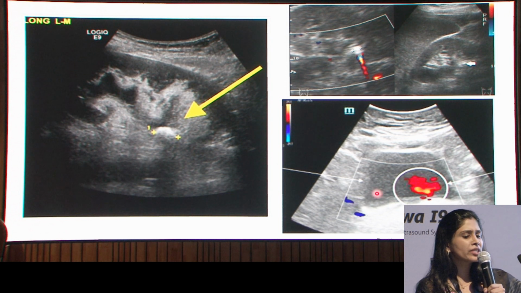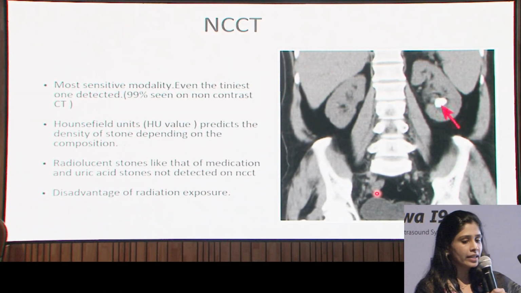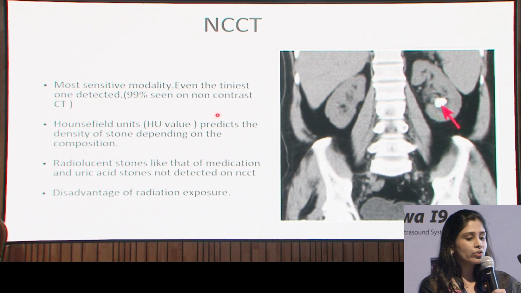NCCT is the most sensitive modality. It can detect even the tiniest calculus. However, radiolucent stones cannot be detected, and you need to take into account the history of the patient as well. One major disadvantage is radiation exposure.